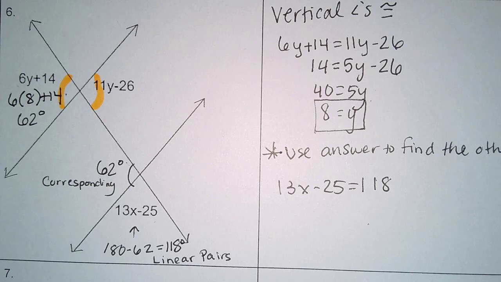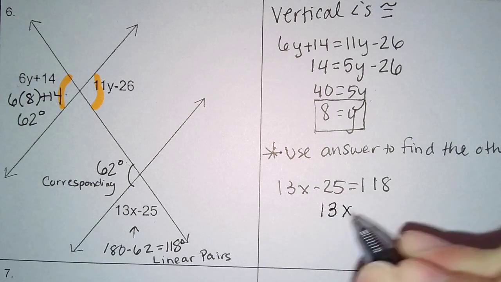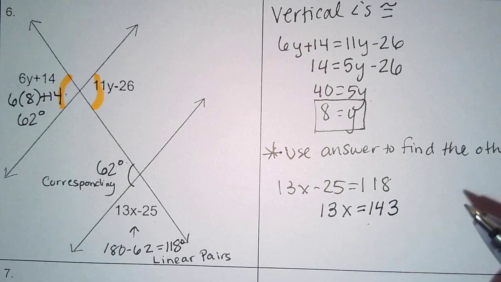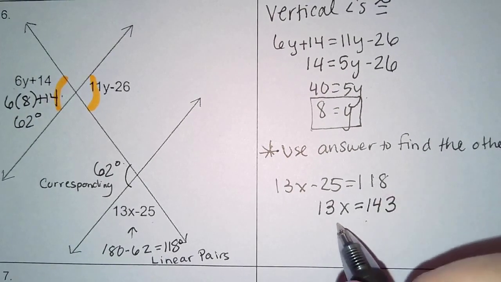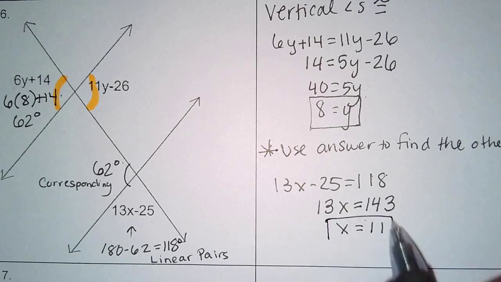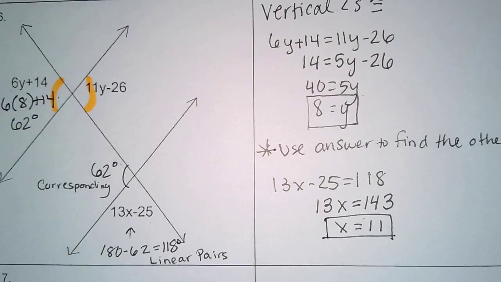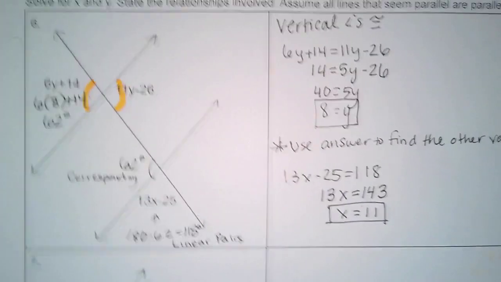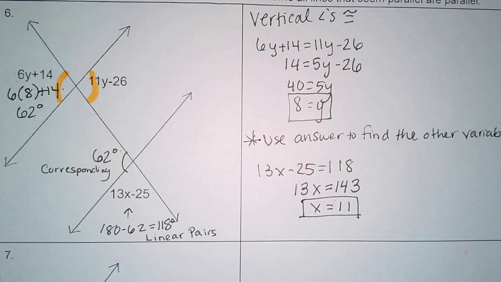Add 25 to both sides, so 13x equals 118 plus 25, 143. Divide by 13 on both sides, x equals 11. I've now found both variables, and I've stated a lot of relationships. Did you get all that? Okay. Questions on 6.